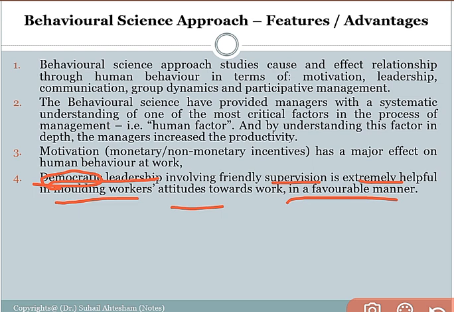So if there is democratic leadership, if the employees and employer are very friendly and very open to each other about working in the formal organization, then it will be more effective for getting the output in a favorable manner, right? So it should create a positive impact in the behavioral science approach, and it will create more and more productivity in the formal organization in the competitive market, right?